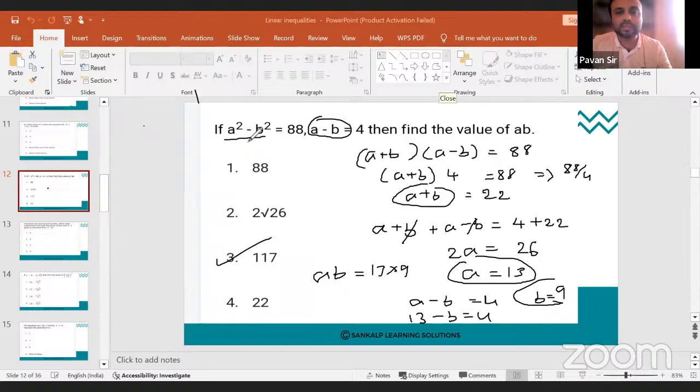Pratibha has given the right answer. Suma has given the right answer. Bhima Bhai Ambedkar, I think your answer you need to change. It is 117. Okay.